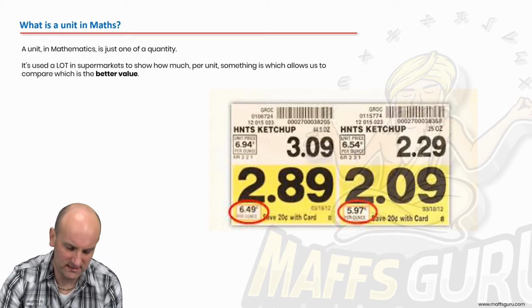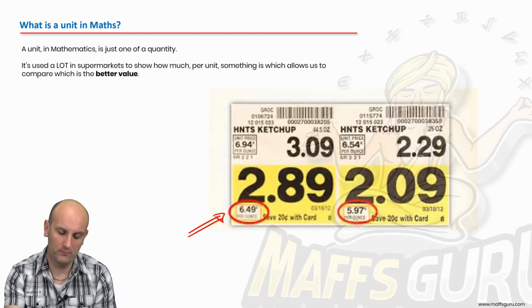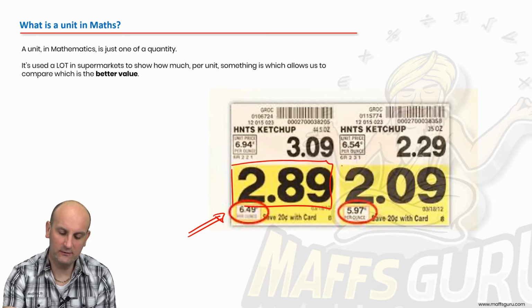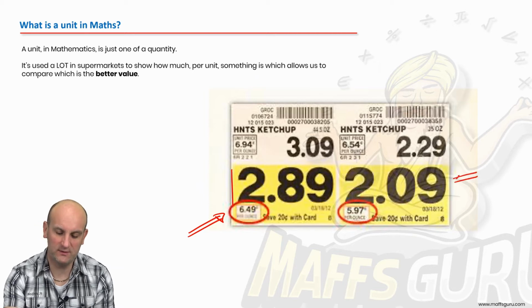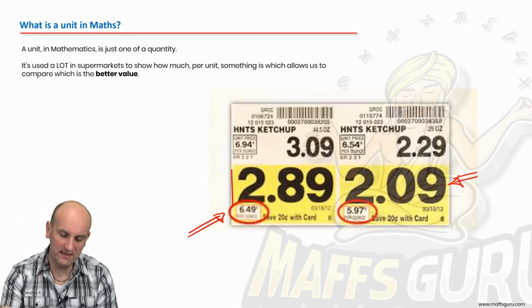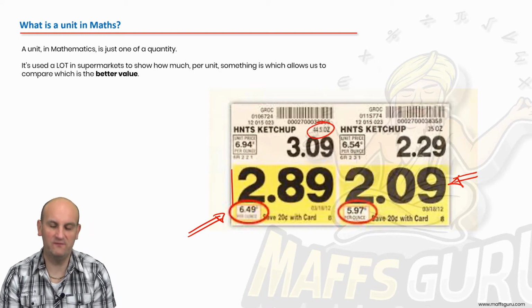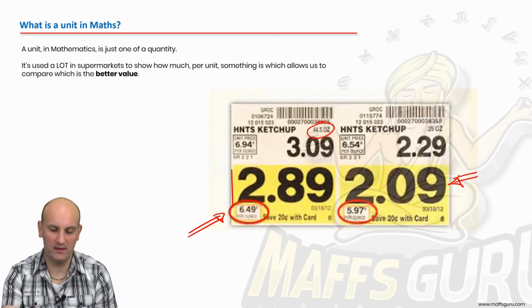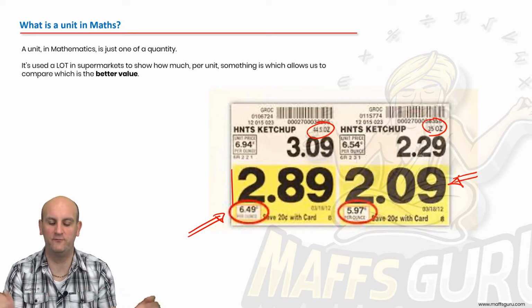So for example, using a really bad image from the internet, we have ketchup which is $2.89, and ketchup which is $2.09. Which one is the best buy? Well, obviously I'm going to buy the $2.09 one, aren't I? Well, maybe, but let's have a look. You can't actually see how big this is, but this one is 44.5 ounces against 35 ounces. Again, this must be an American thing. So they're two different capacities of ketchup.